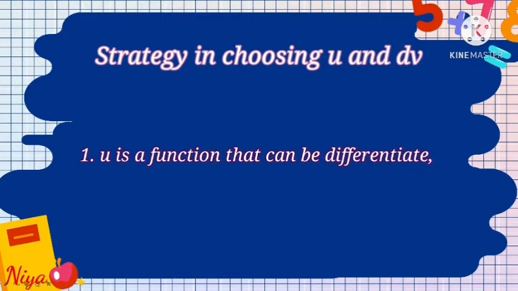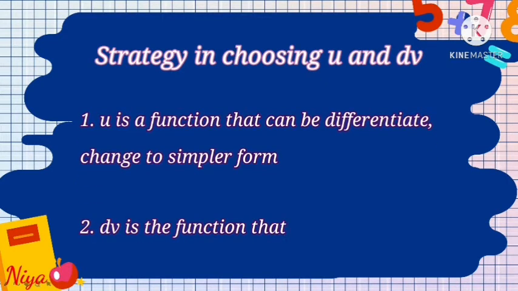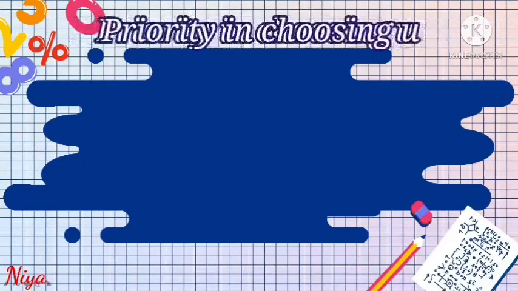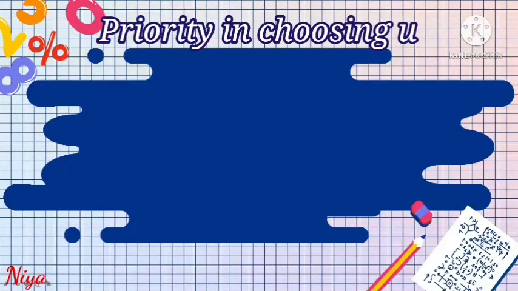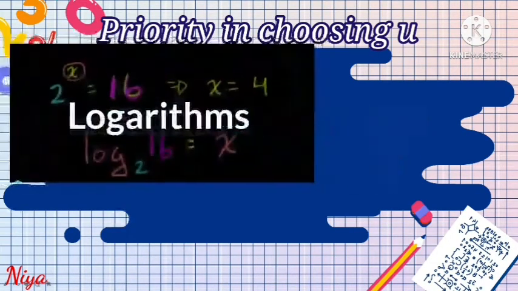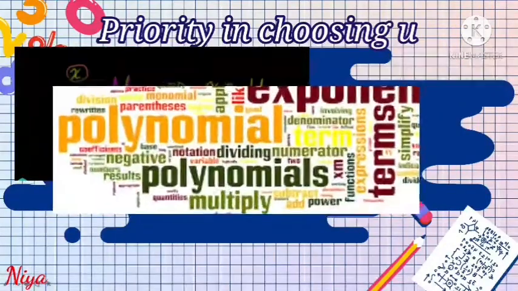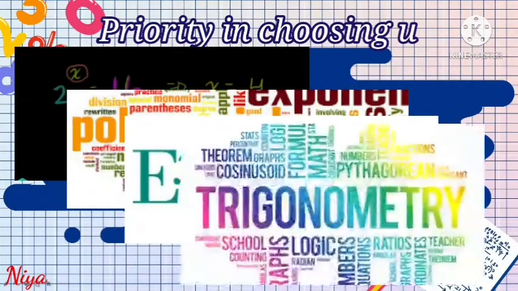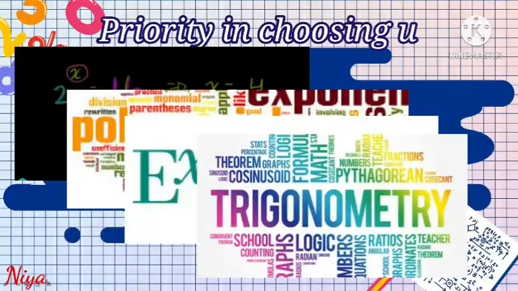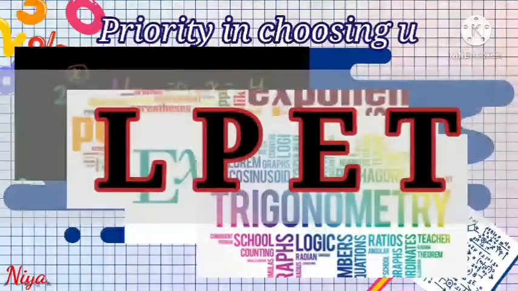u is a function that can be differentiated and changed to a simpler form, and the derivative of v is a function that can be integrated. There is some priority in choosing u. I have a secret word which can be used to choose u easily, which is LIPET. L stands for logarithm, I for inverse trigonometric, P stands for polynomial, E stands for exponential, T stands for trigonometric. So when you are choosing u, make sure you follow this order.